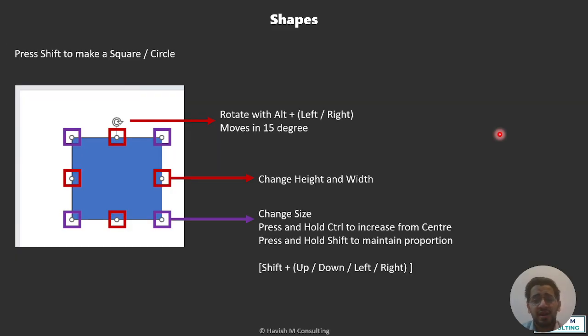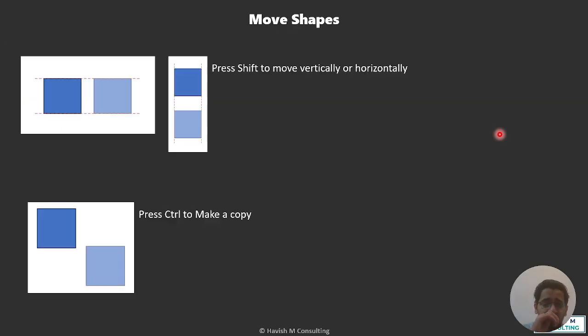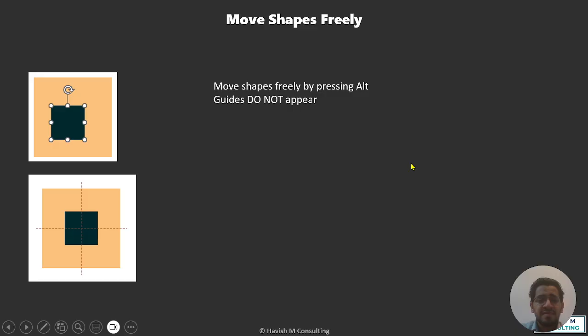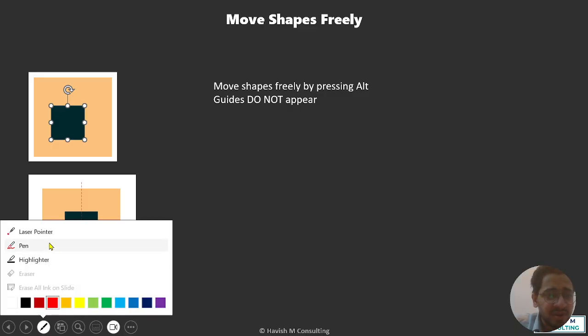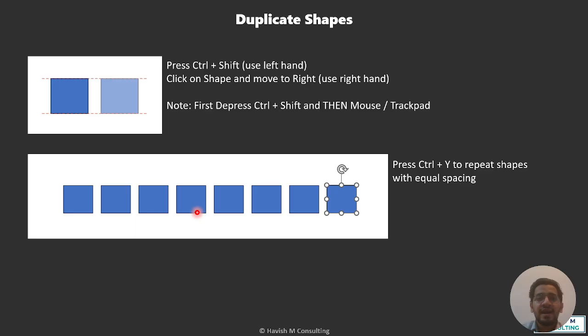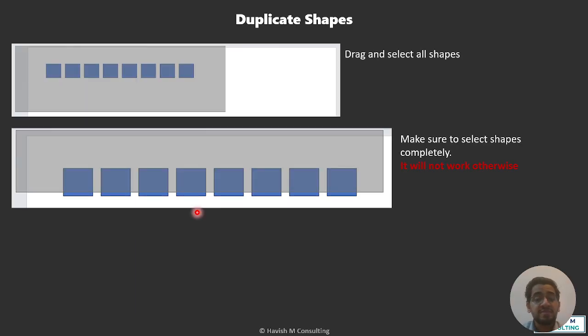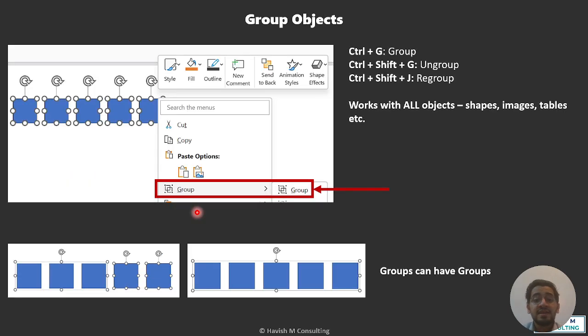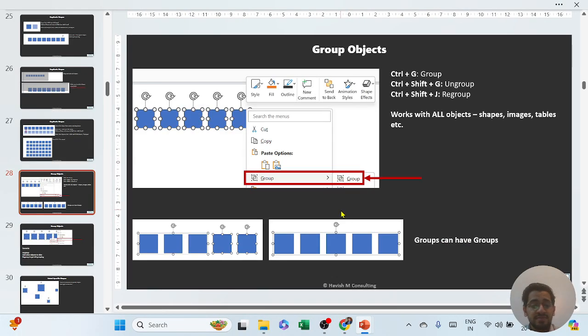Then we looked at how to work with shapes in PowerPoint, how to move shapes around freely, right? Then let me turn on the laser pointer. How to move shapes around freely, how to duplicate shapes, how to create multiple copies of the shapes by using Control Shift shortcuts, Control Y, right? And what we had essentially created was, let me show you during the class.